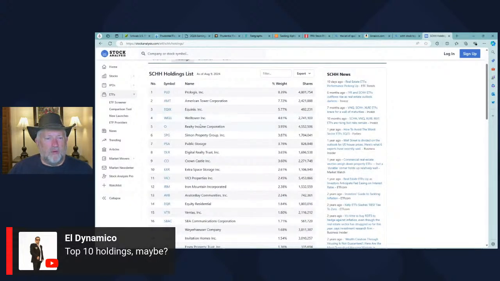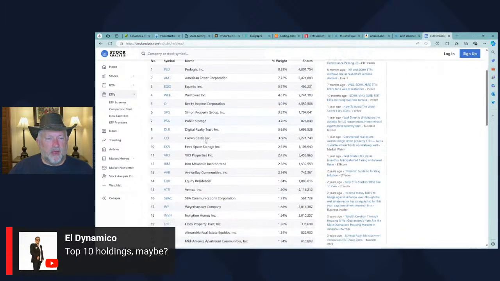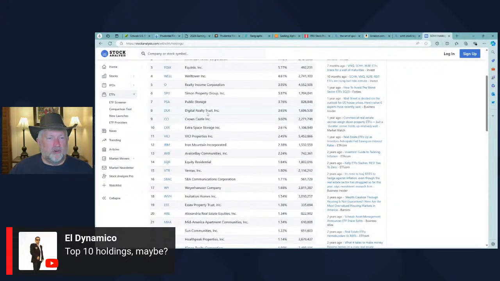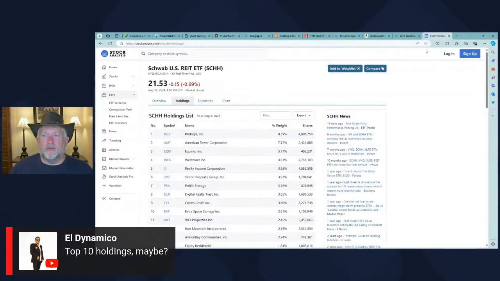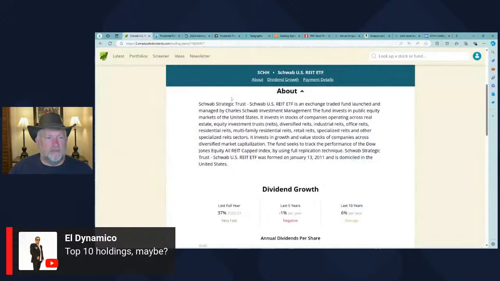They've got Welltower, that's number 4. They have Realty Income, number 5. Simon Property Group, number 6. Public Storage, number 7. Digital Realty Trust is number 8. Crown Castle, number 9. And Extra Space Storage is 10. And many of you are really interested in Vici. So Vici is actually their number 11. So, yeah, those are the top ones that they have. So it looks to be very, very focused on REITs. I don't know what PLD is.